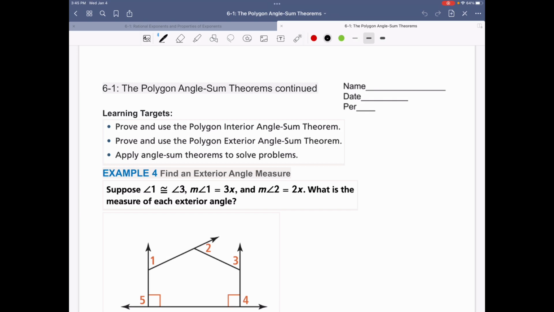And this is continued. Our learning targets today: we will prove and use the polygon interior angle sum theorem. We will prove and use the polygon exterior angle sum theorem. And we will apply those theorems. So yesterday we actually proved them. So today's learning target is more of this third one, applying them to solve problems.